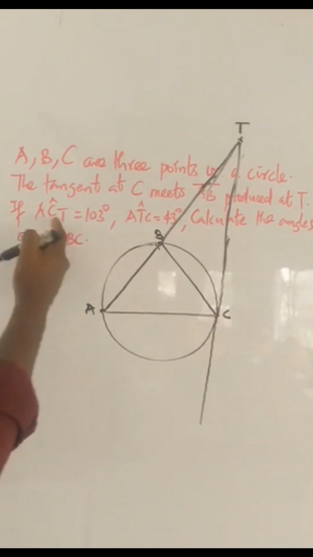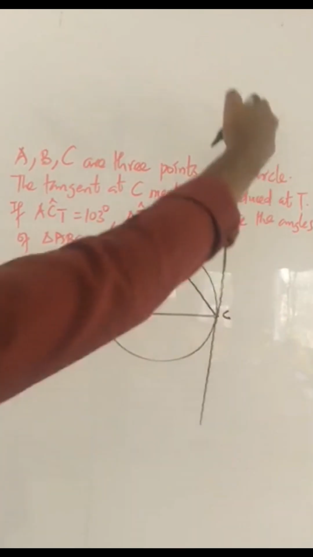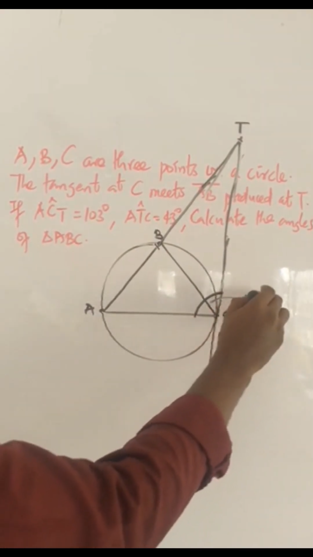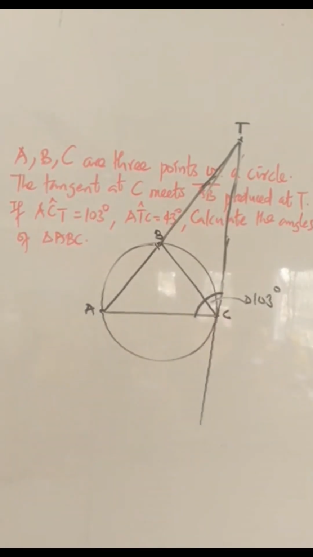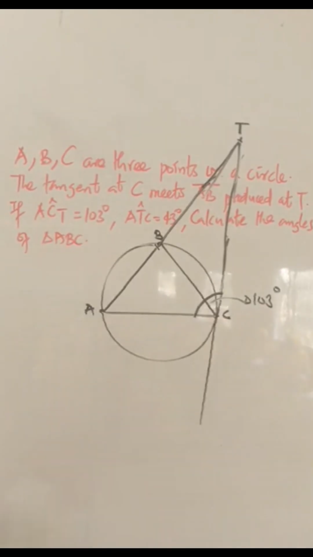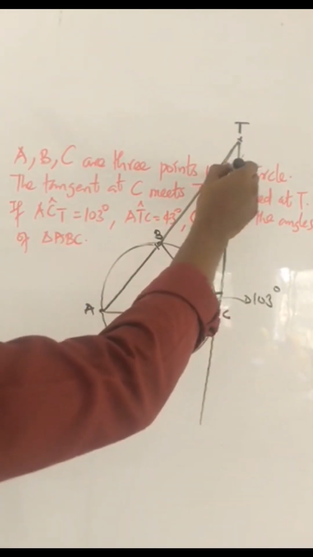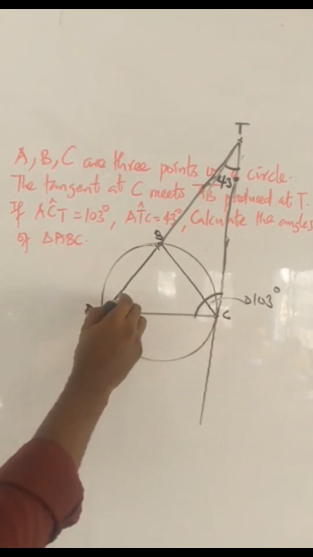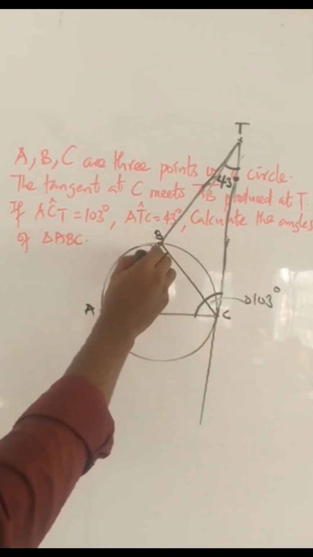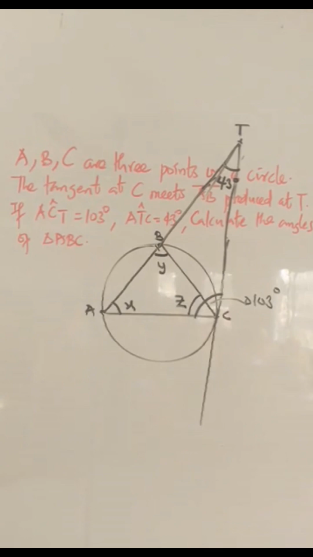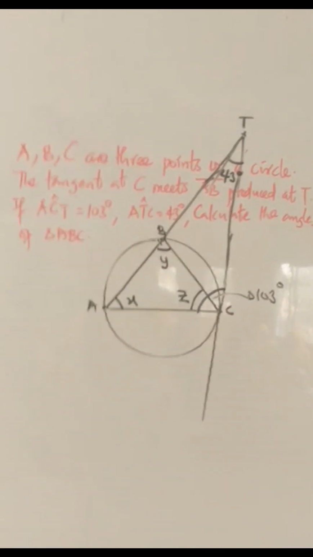Let's move on. If ACT, the whole of this angle, is 103 degrees, and ATC is 43 degrees. Calculate the angles of the triangle ABC. It means we want to get the value of this angle, let's call it X, the value of this angle, let's call it Y, and the value of this angle here, let's call it Z. So our aim is to get X, Y, Z.